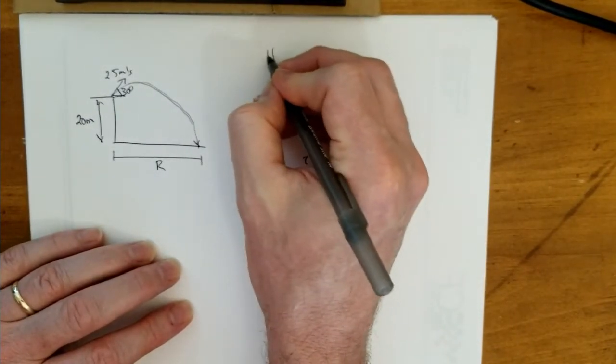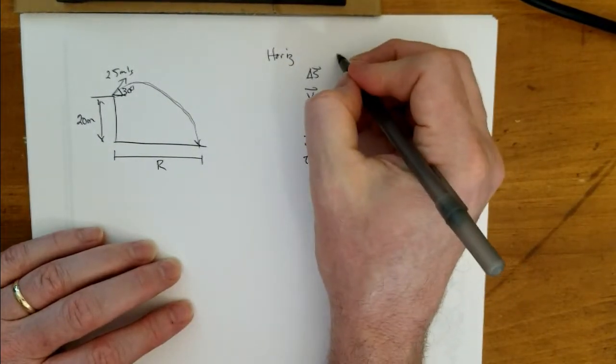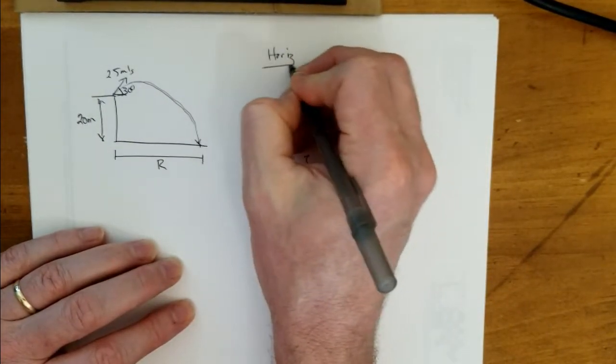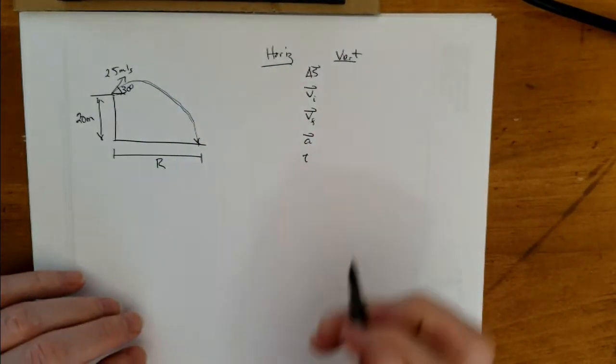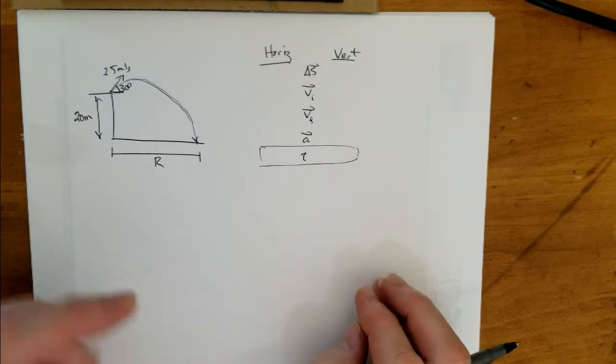I have a horizontal set of information and I have a vertical set of information. Do not mix them. The only place, except for time. Time is the one thing that is guaranteed to be the same for both.